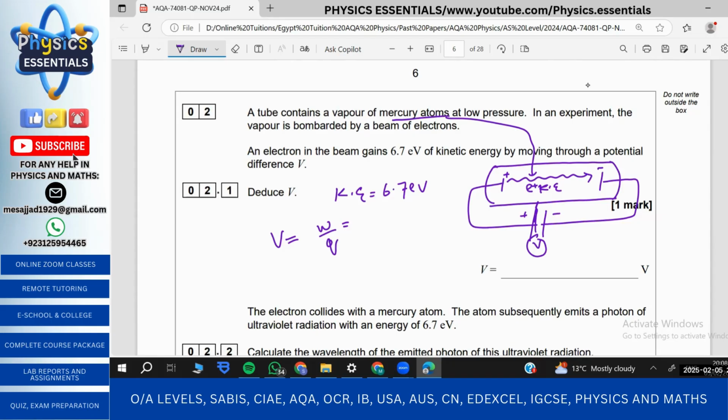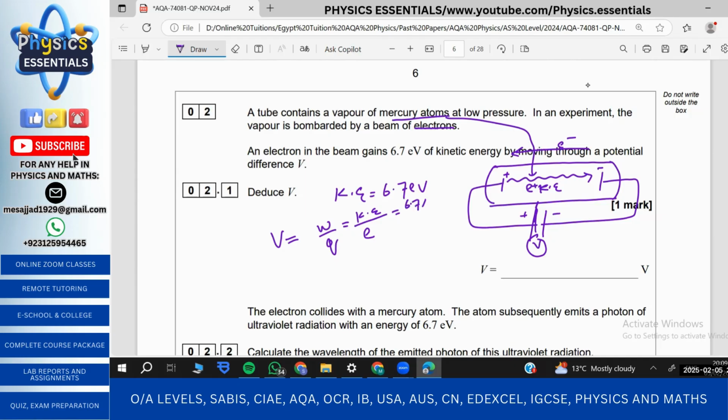So we will just write, and that is actually electron, right? So for the electron, it will go the opposite, not like this, positive. So the electron will be coming the other way. So that work will now be equal to kinetic energy, and that charge Q will be equal to electron charge because you're being bombarded by the electrons. And that 6.7 eV is actually your energy, right?